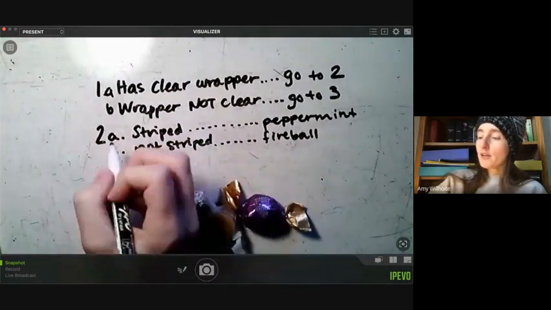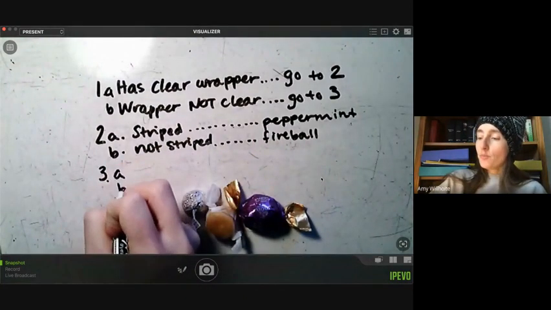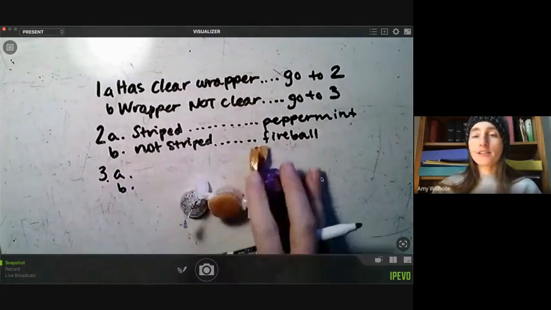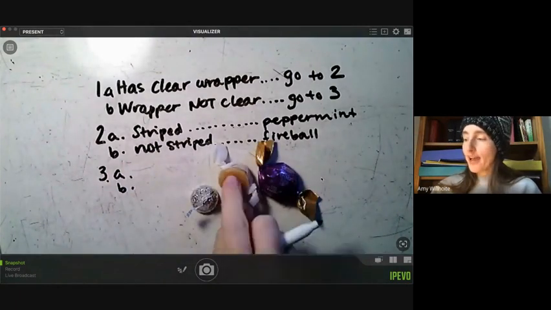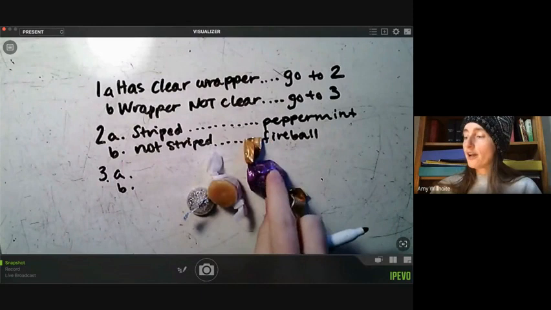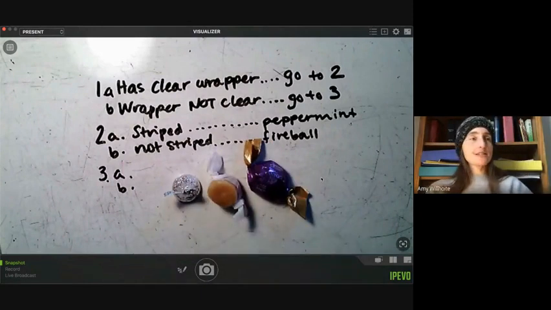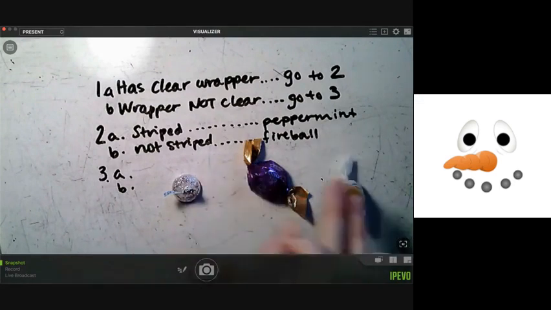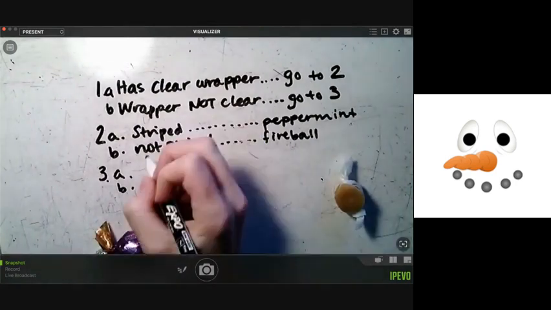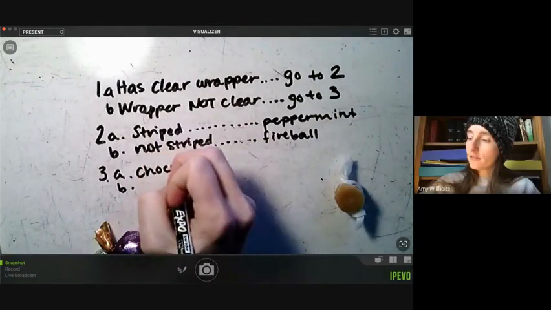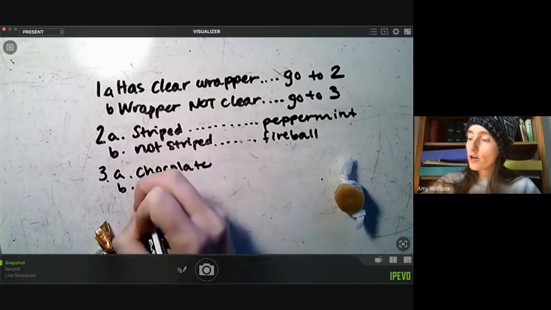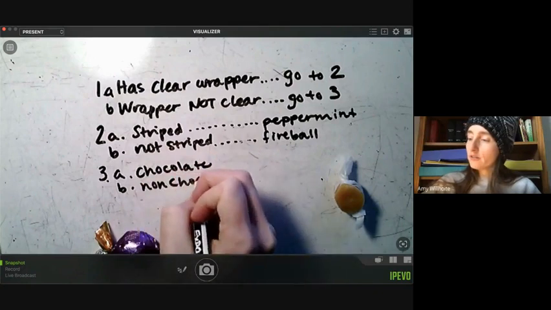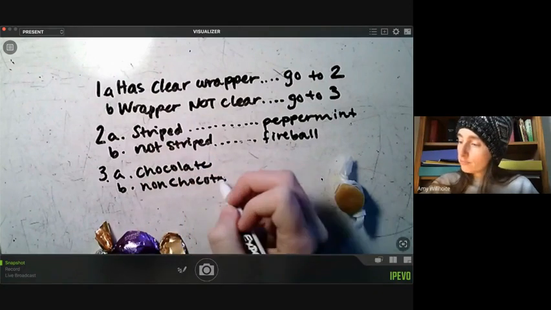So I have A, B. How am I going to divide these guys? I've got some sort of taffy here, and I've got a Godiva chocolate, and I've got a Hershey's Kiss. Divide these into 2 groups for me. Could it be the chocolate ones and the taffy? Okay, so we've got made of chocolate or not made of chocolate. So we have chocolate or non-chocolate. Oh, can't spell chocolate. Whatever.